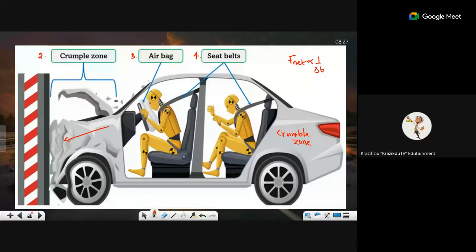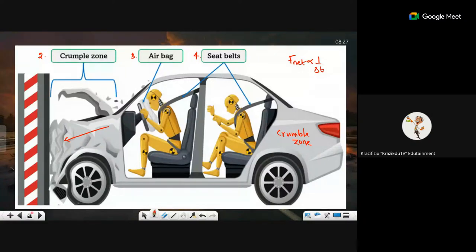Guys, just Google the cars. If it has a long front and a long back, those are called crumple zones of the car. It takes time for it to squeeze. That's what we're saying. Yes, that's basically what we're saying, Lethabo, that cars with crumple zones are a bit safer.